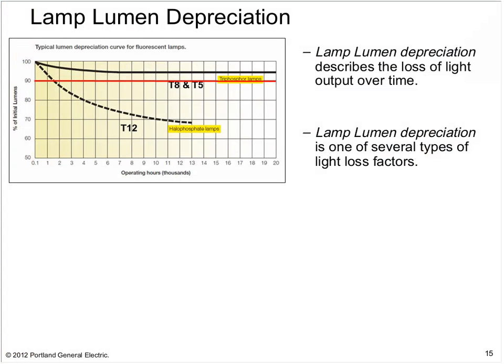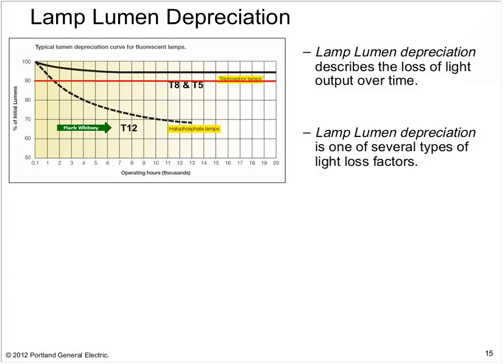Okay, so we finally got our light to the work plane, and that's great. But we also need to consider what happens to light over time. All lamps are going to lose light over time, some much more than others, and this needs to be accounted for. This graph shows you the depreciation curve for T8s and T5s, which are the better fluorescent linear lamps today, versus the old T12. And it's pretty clear from this graph that T12s lose a lot of light over time, while your T8s and T5s will keep that light.